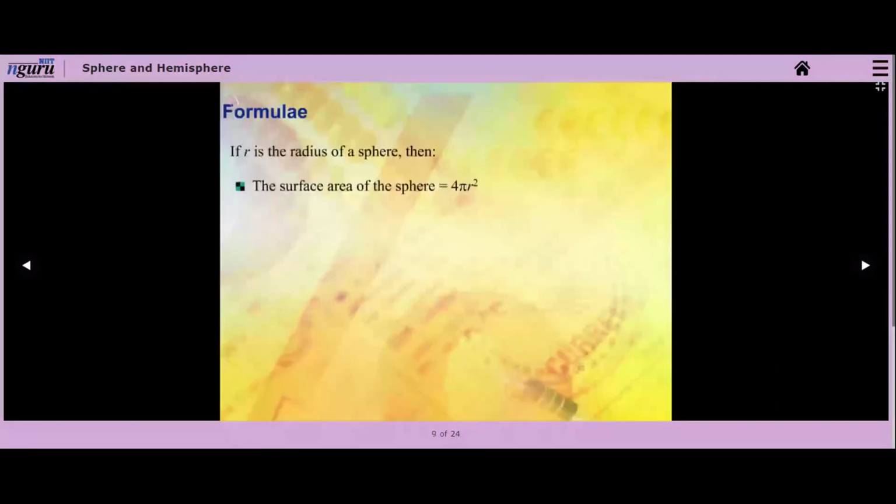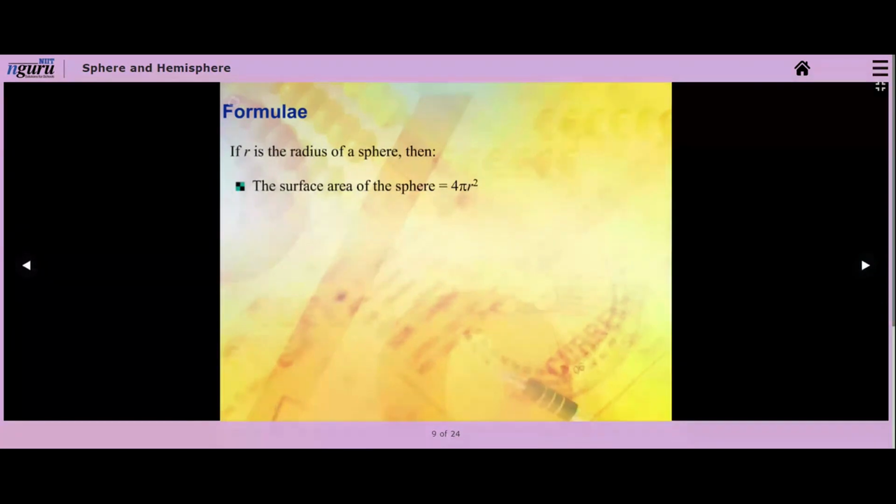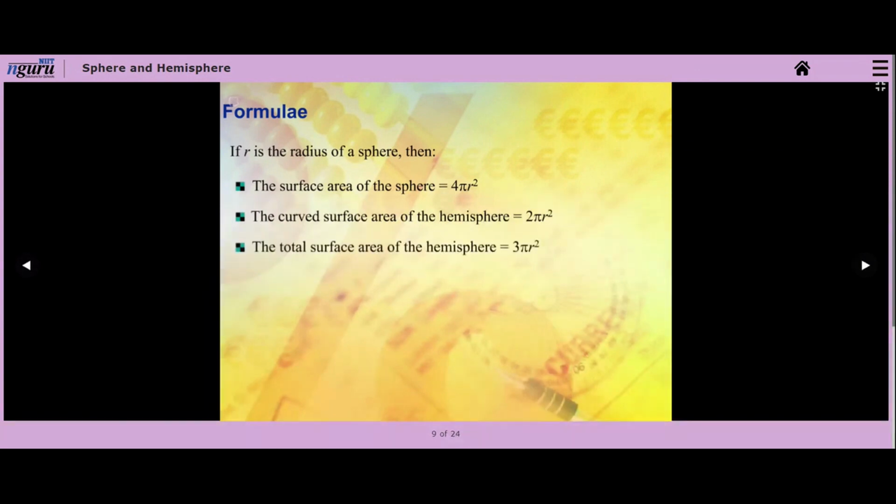Important formulae of the surface area and volume of a sphere and a hemisphere. Recapitulate them. If r is the radius of a sphere, the surface area of the sphere is 4 pi r square. The curved surface area of the hemisphere is 2 pi r square. The total surface area of the hemisphere is 3 pi r square. The volume of the sphere is 4 upon 3 pi r cube. The volume of the hemisphere is 2 upon 3 pi r cube.